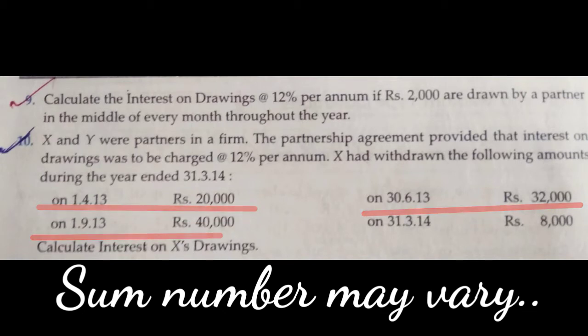First drawing was made on 1st April, second drawing was made on 30th June. Again the third drawing is on 1st September, and the last drawing on 31st March. All the 4 drawings have different time spans or intervals. See the amounts also. First drawing was 20,000, second drawing was 32,000, third one was 40,000, and last one 8,000. So the time interval is different, the amount is different. So we will use the product method here.